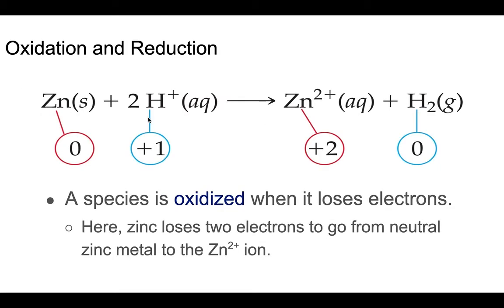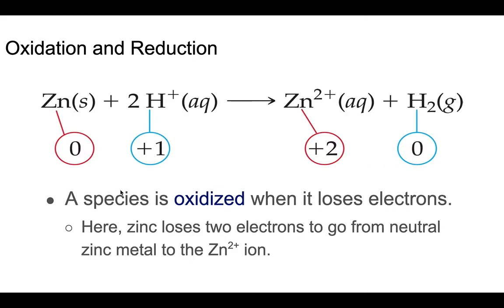So now hopefully we could see how we got these numbers on this equation. So zinc, being a pure single element with no charge, would have a number of 0. We have a hydrogen ion here. Its oxidation number would be equal to its charge plus its hydrogen, which tends to be +1. We've got a zinc ion here with a charge of +2. This is a cation, and so its oxidation number is the same as that charge, +2. And finally, hydrogen gas, a diatomic molecule, has an oxidation number of 0.